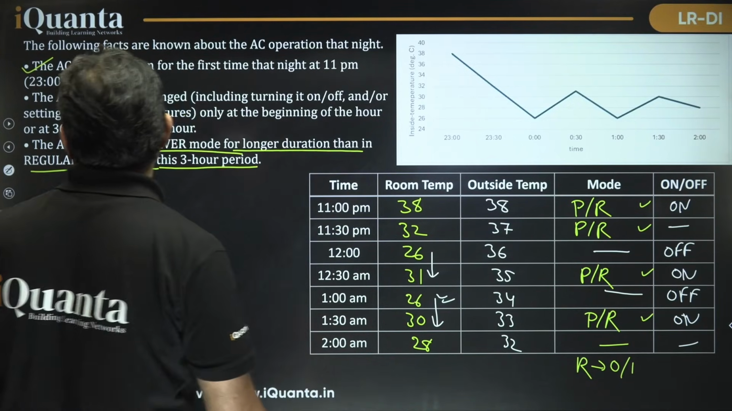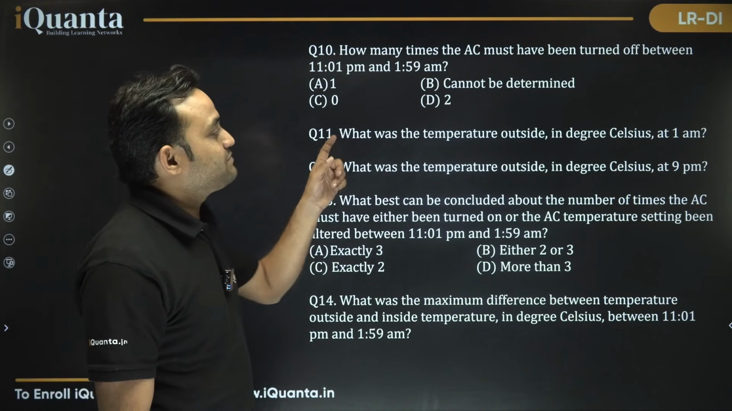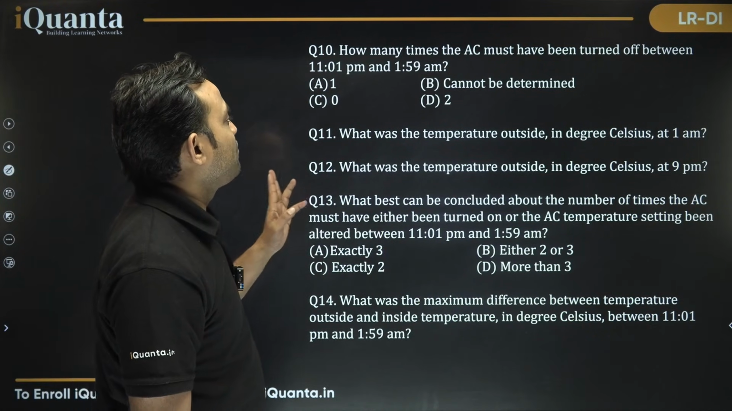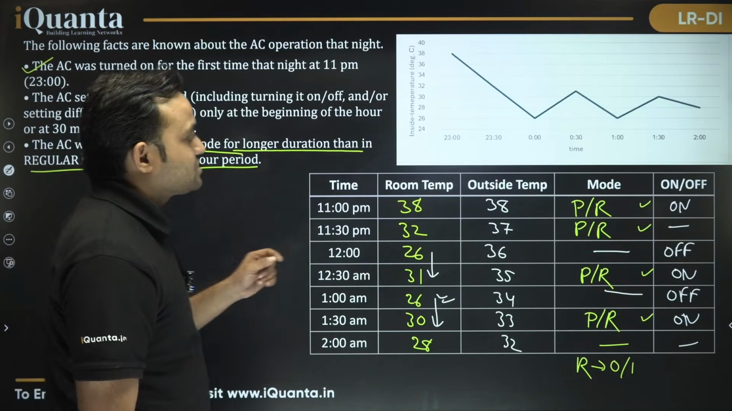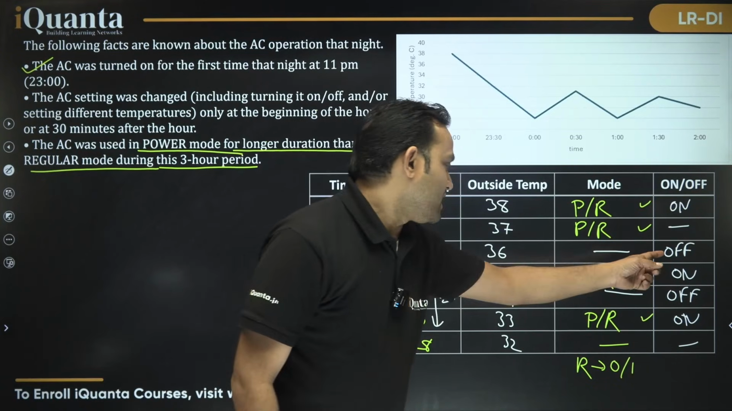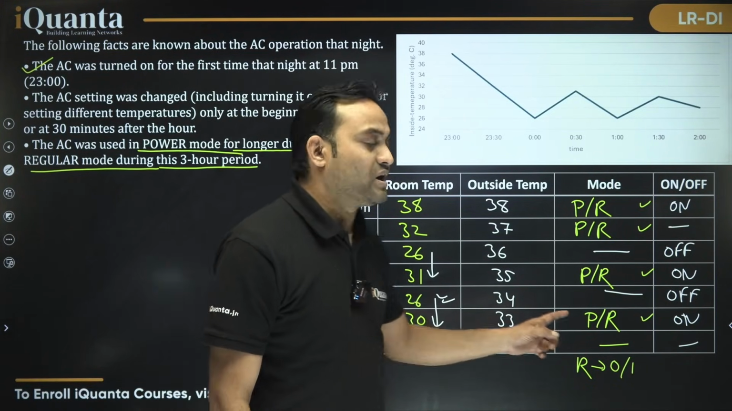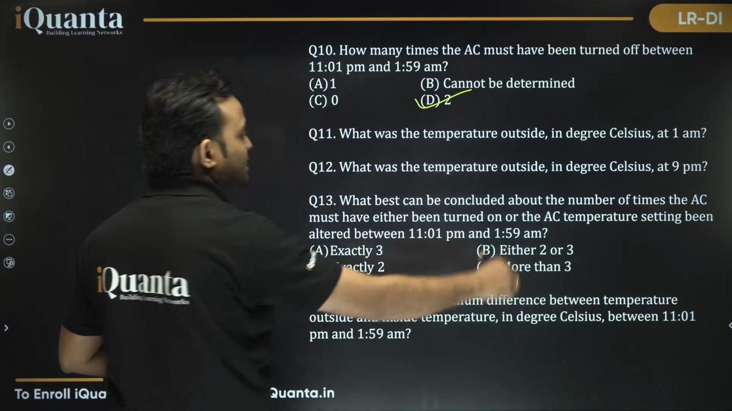Now, let's take the questions. First question: how many times must the AC have been turned off between 1 p.m. and 11:59 a.m.? So we know that the AC was turned off 2 times, one at 12 o'clock and second at 1 a.m. So our answer for this question will be option D, which is 2.